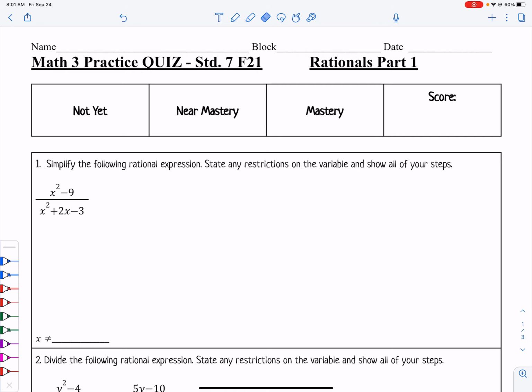Let's take a look at the practice quiz for Standard 7. This is the first part of our rationals unit. Number 1 says simplify the following rational expressions, state any restrictions on the variable, and show all of your steps.